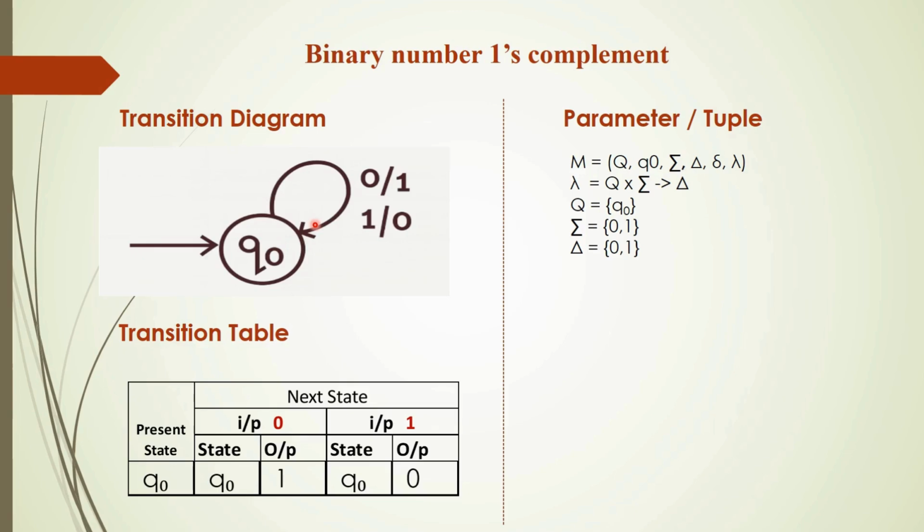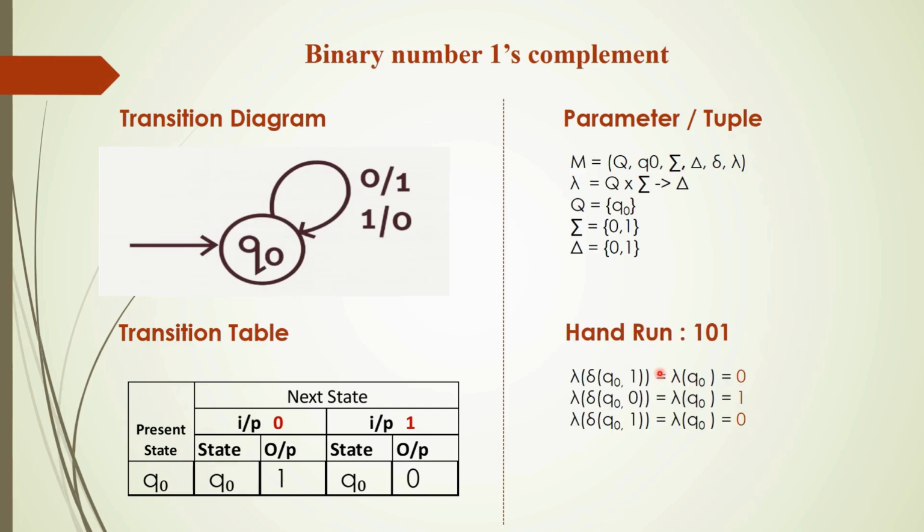Then your input symbols are 0 and 1, because a binary number means a combination of zeros and ones. Then your output symbols are 0 and 1, because your output is also in the form of 0 and 1. Then in the previous video, I described how this is derived for an input 1 0 1 and the output generated is 0 1 0.